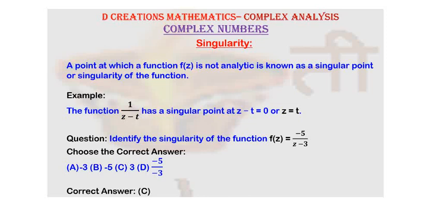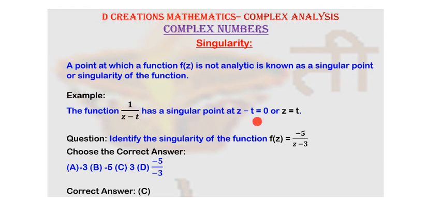So, when you consider a function f of z, and if you notice that it is not analytic at a point, then that point is called a singular point or singularity of the function. For example, if you have a look at this function 1 upon z minus t, obviously when the denominator will be 0, the function is not going to be analytic, and the denominator will be 0 when z is equal to t. So we will say that this function has a singular point or a singularity at the point z is equal to t.